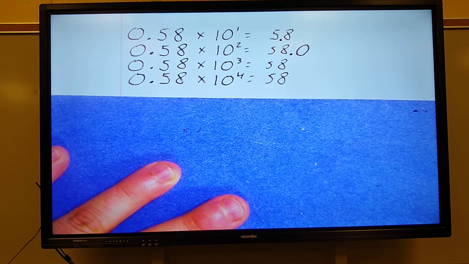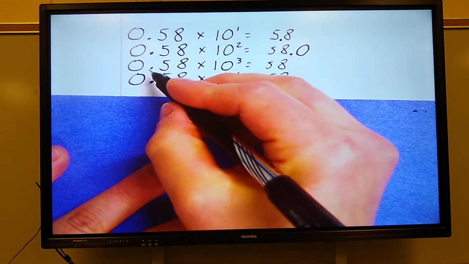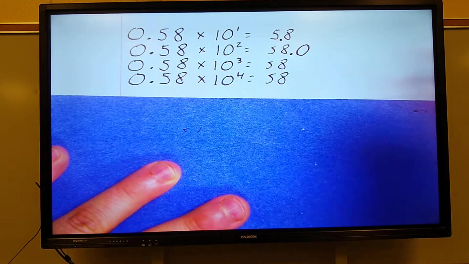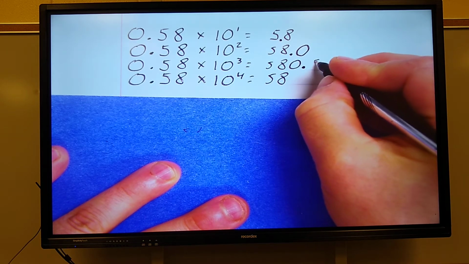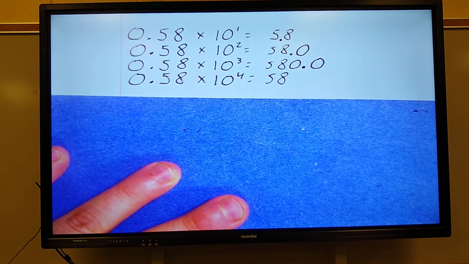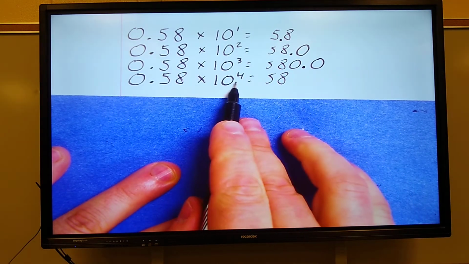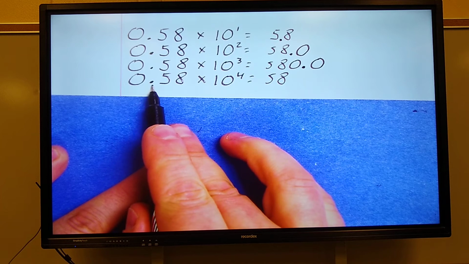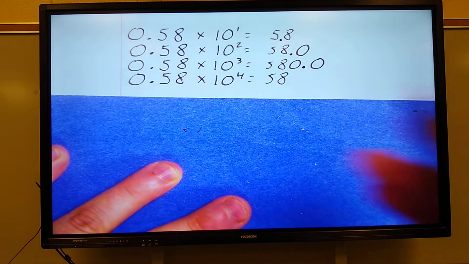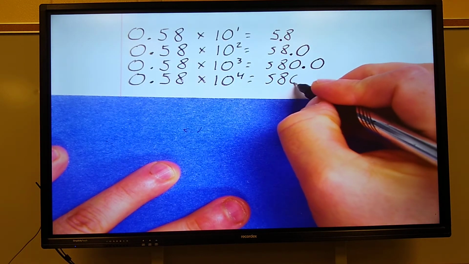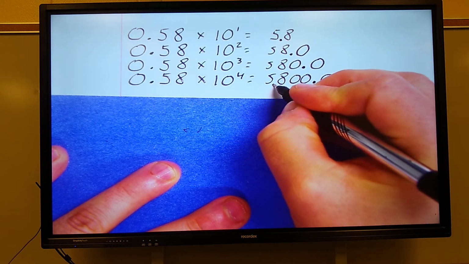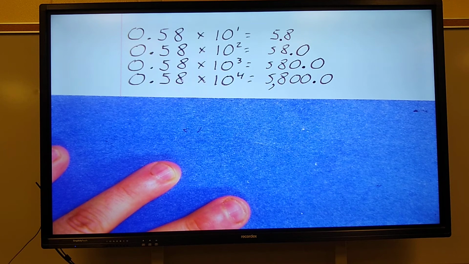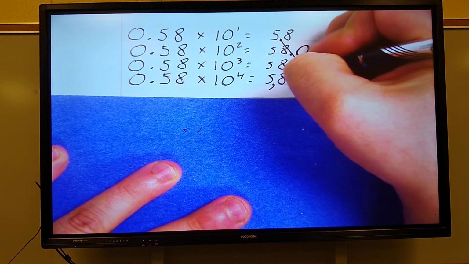10 cubed means I move it over 3 times. 1, 2, and 3. There'll be a 0 here, a decimal, add a 0 in the tenths place. And then last but not least, this tells me to move my decimal over 4 places. That means there's going to be 2 blank spaces. That means I've got to add 2 zeros, a decimal, and another 0. 5,800. And then, of course, you have your little pattern there.